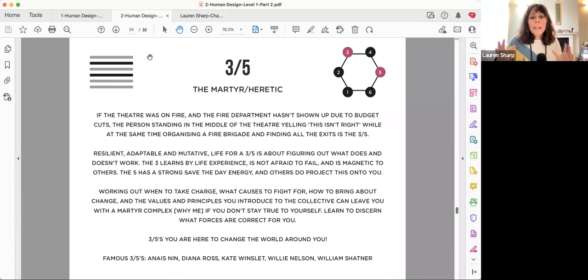And it's not that they are intentionally like it, it's just that they're on their phone, they're calling the fire brigade, they're making it happen, they're helping the people to the exit, they're like, don't worry, it's all good. Does everybody have what they need? That's very 3-5. So very resilient, very adaptable, mutative.